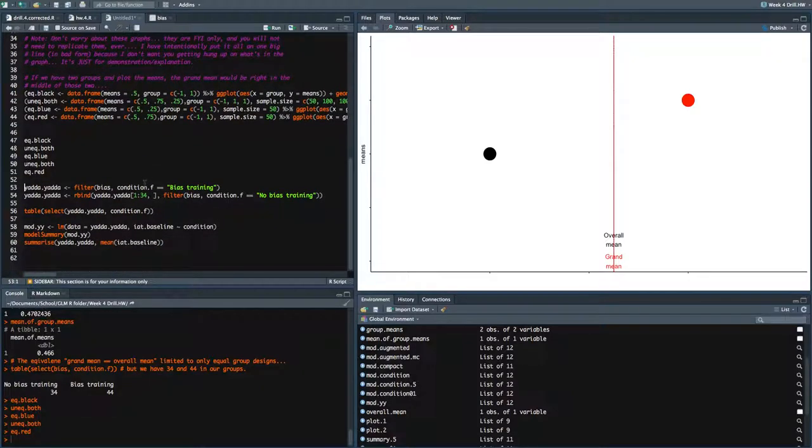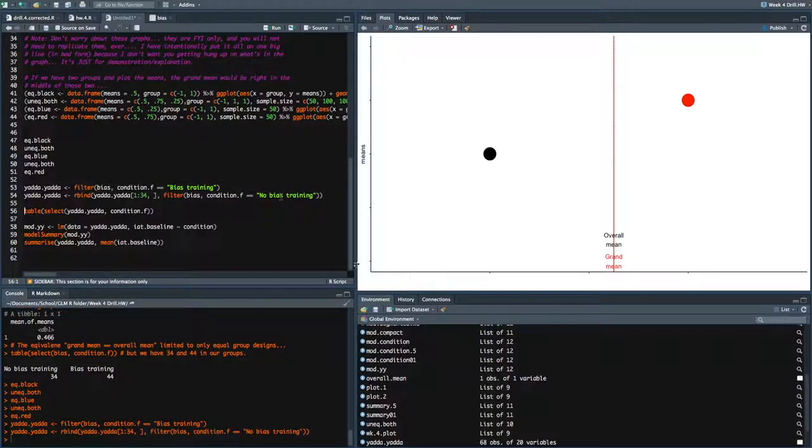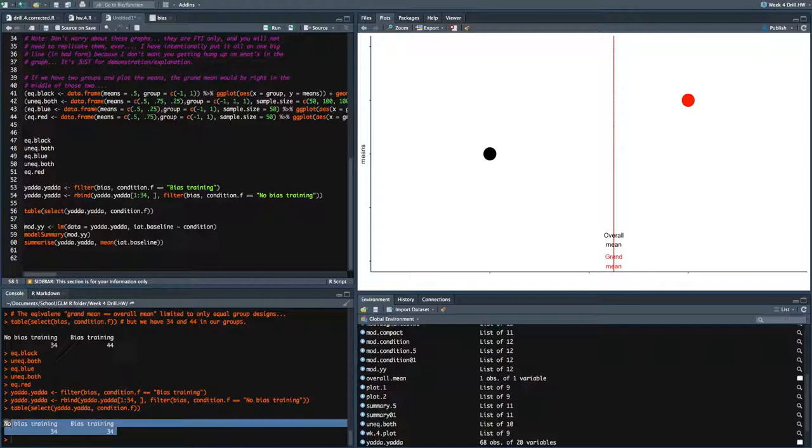And so just as a demonstration, if we take our data frame, and what I'm doing here is I'm just creating a data frame called yada yada, where I am limiting it to just the bias training group, because again we have 44 in that one. So now I've created this yada yada data frame that has only the bias training. Now I'm going to take that data frame, but I'm going to limit it to only the first 34 rows, and I'm going to bind that with the 34 rows of no bias training. So when I run this line, now in my yada yada data frame, I now have 34 in each group. So now I have equivalent group sizes that are perfectly equal.